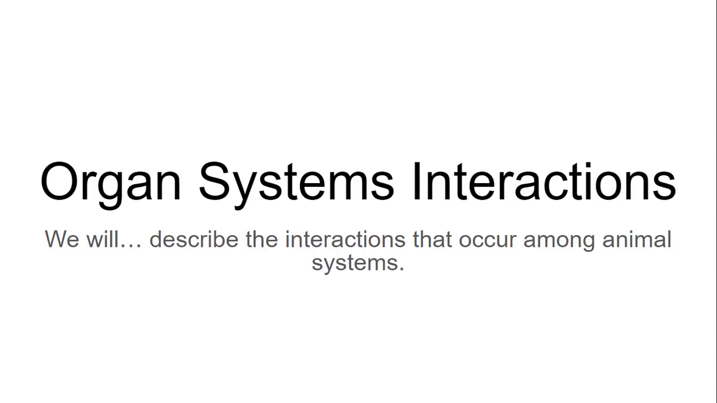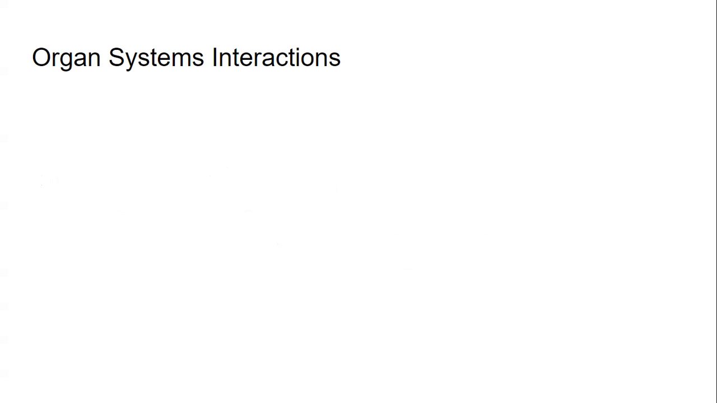Hey everyone, this lesson is going to be over organ system interactions. And our learning objective is we are going to describe the interactions that occur among animal systems. So, in our last lesson, we talked about just the specific organ systems and the organs that make them up. And now we're going to talk about how those organ systems actually interact with each other.